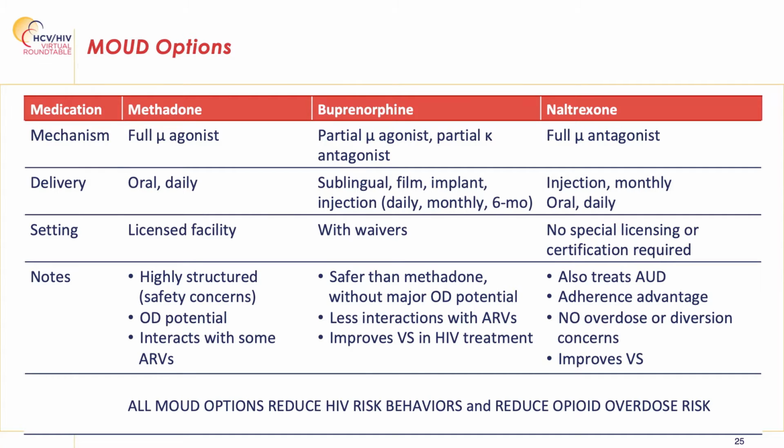The injectable formulation certainly has an adherence advantage because you only have to worry about a once a month injection rather than daily people self-administering the drug. There are no concerns with overdose or diversion. It really doesn't have any abuse potential in and of itself. Again, it reduces HIV risk behavior, reduces the risk of overdose, and improves viral suppression in HIV treatment.